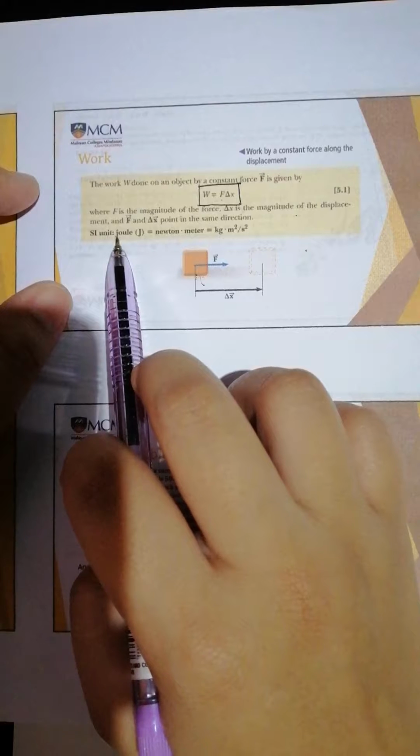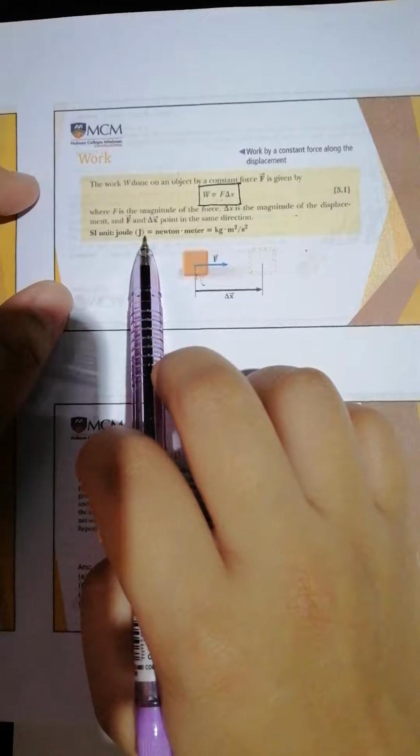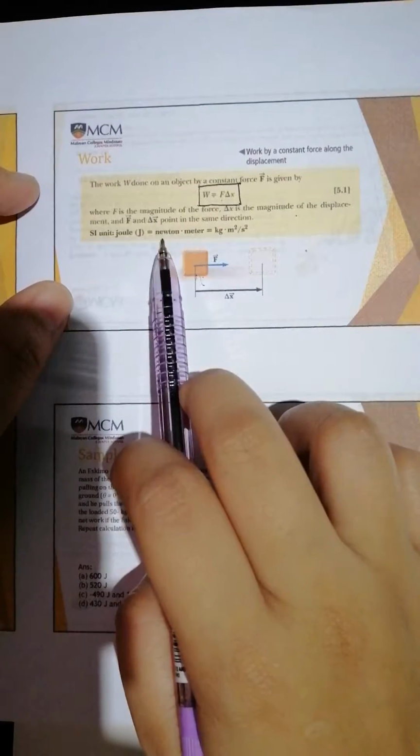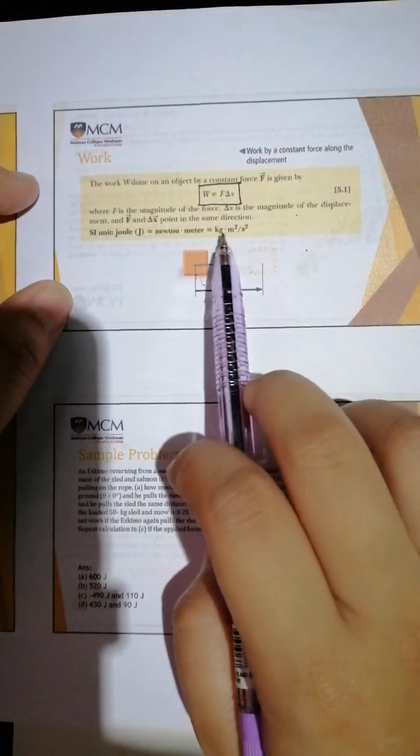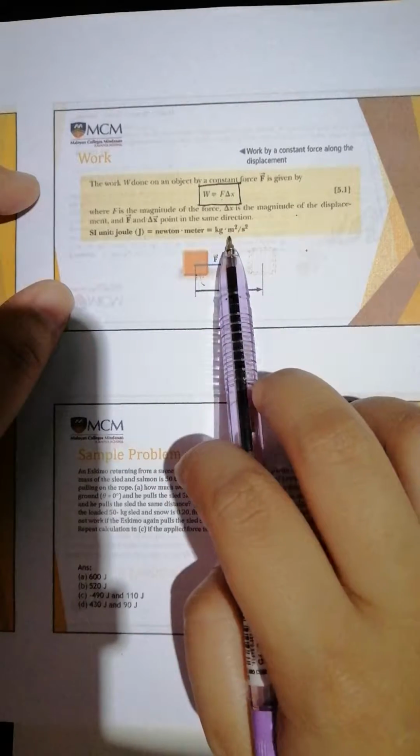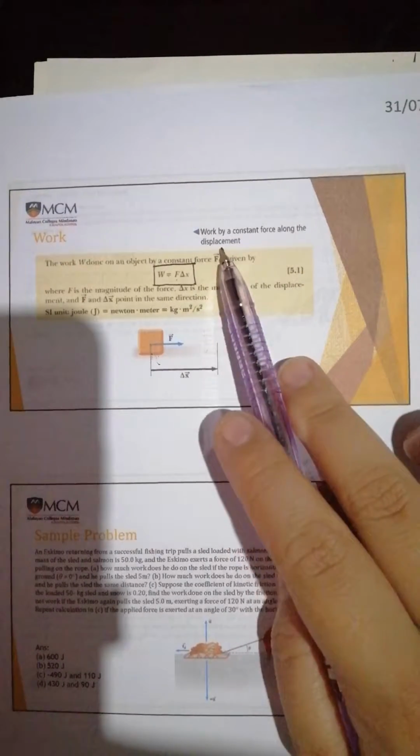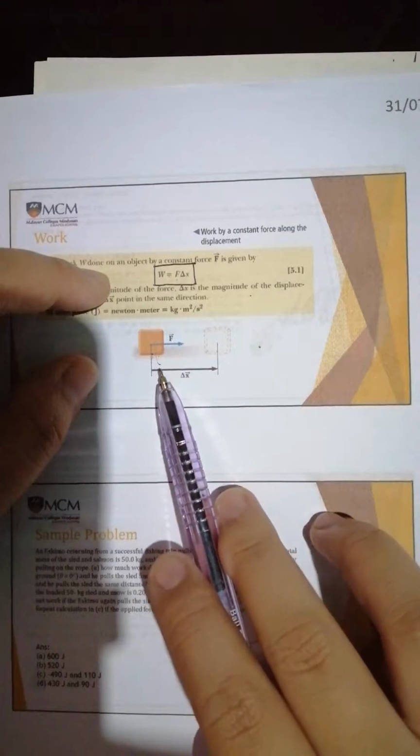Now, the SI unit that we usually use for work is the joule. So a joule is equal to a newton times meter, or newton meter, or that is equal to kilogram meter squared per second squared. Now, this work is work by a constant force along the displacement. So say the action of the force is parallel to the displacement.